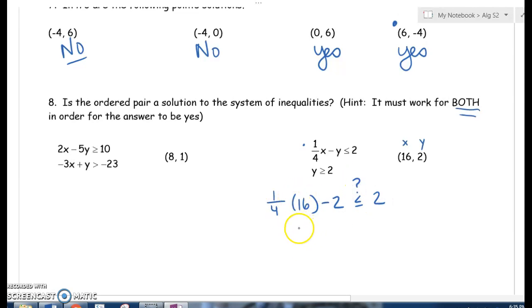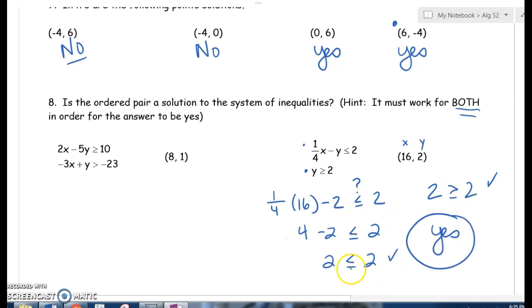So 1/4 of 16 is 4, minus 2. 4 minus 2 is 2. 2 is definitely less than or equal to 2. So it works for the first one. Then we've got to try the second one. The second one, there's only a y. We plug in 2 greater than or equal to 2. Well, 2 is definitely greater than or equal to itself. It's actually equal to itself. Since it works for both, it's yes. I don't want to see yes, yes. Just tell me overall what the answer is. It's either yes or it's no.